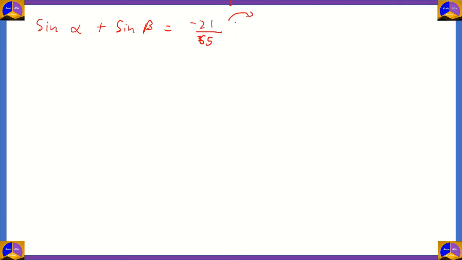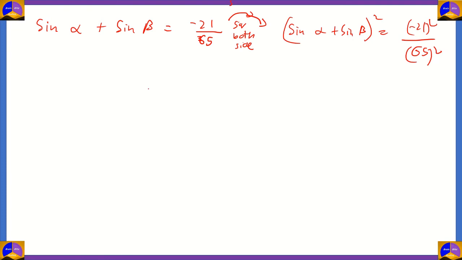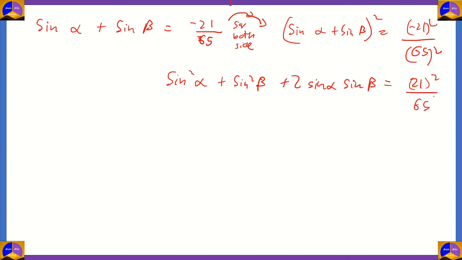Now what we do is we square the left-hand side and the right-hand side. So when we square both sides, you get (sin α + sin β)² equal to (−21)² divided by 65². So therefore you get sin² α + sin² β + 2 sin α sin β, and the right hand side will be 21² divided by 65².